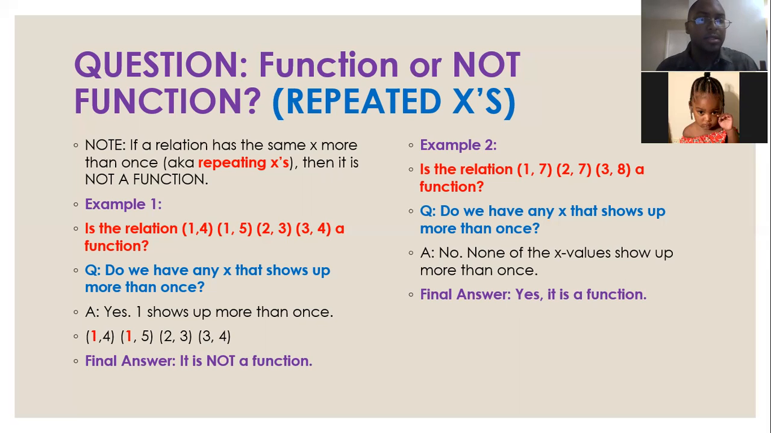All right, does it mean it's a function? Yes, it's a function. We don't have that problem that we don't like. So it is a function. That's it. All right. So here's our basic rule, and I'll say it again. If a relation has repeating x's, if any of the x's show up more than once, we don't like that. It is not a function. So if any x's show up more than once, it's not a function.